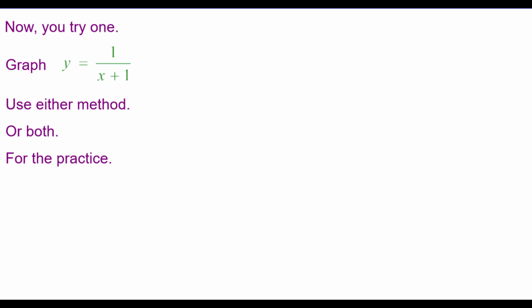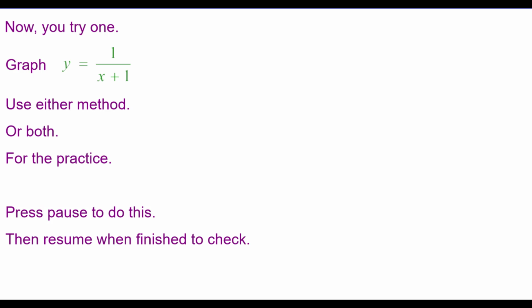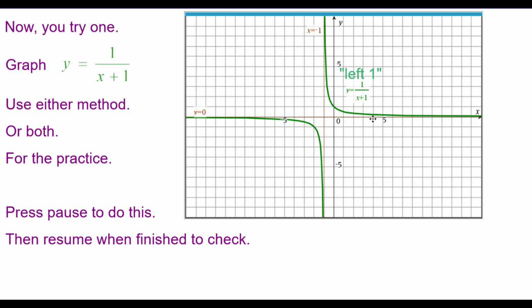Now you try one. Graph y equals 1 over the quantity of x plus 1. Use either method or both for the practice. Pause to do this and resume when you're finished to check it. And this one is the hyperbola shifted to the left 1 unit.